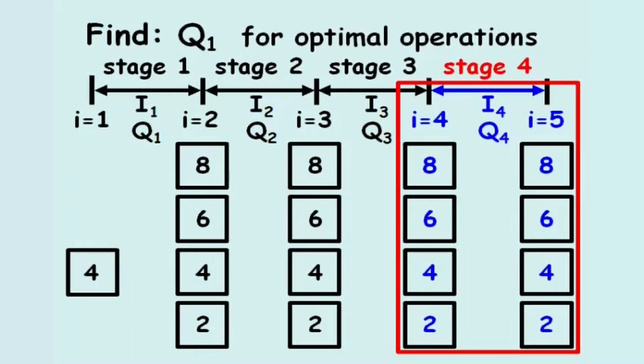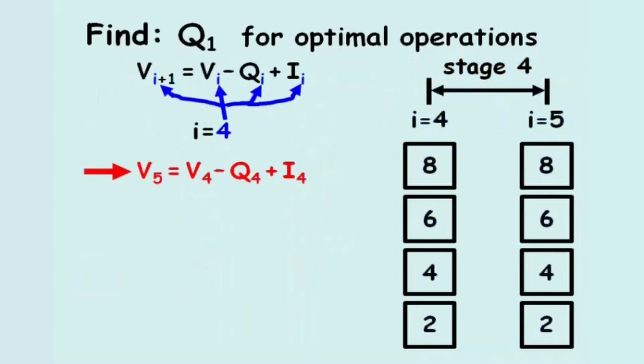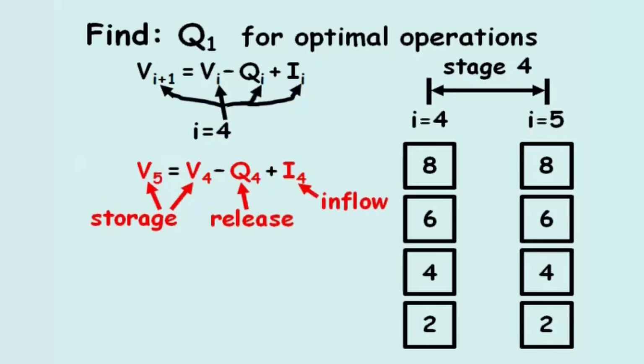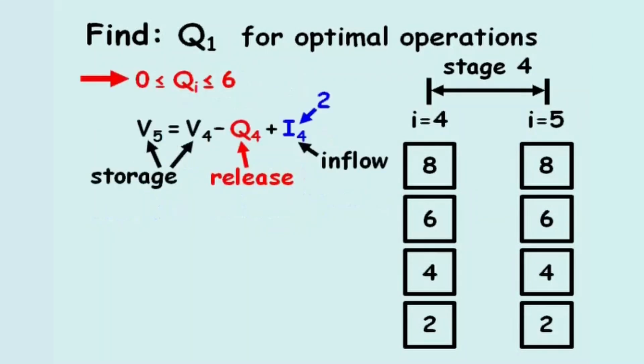If we focus in on stage 4 and return to the state dynamics equation and set I equal to 4, then the storage in the reservoir at the end of stage 4, V5, equals the previous storage, V4, minus the stage 4 release plus the stage 4 inflow. From the problem statement, we know the inflow during stage 4 equals 2. Also recall that the reservoir can release 0, 2, 4, or 6 units of water at each stage.